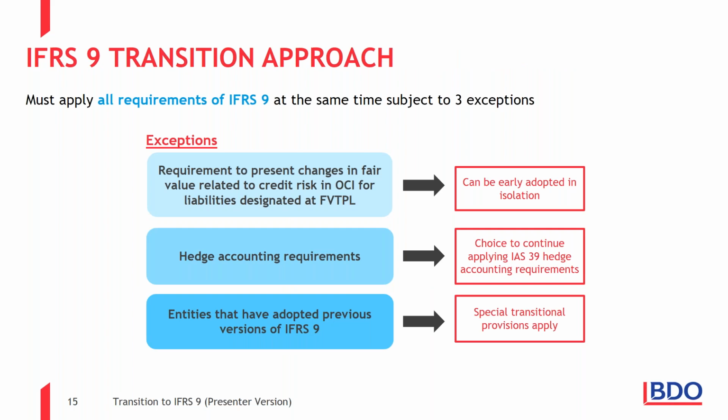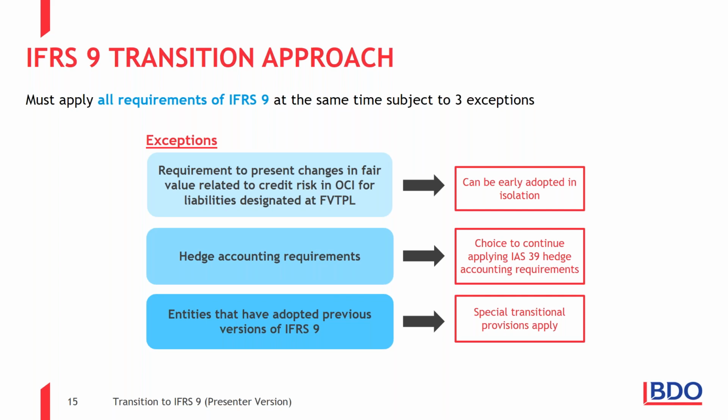Now, the main principle, if we look at the IFRS 9 transitional approach, is that an entity has to apply all the requirements of IFRS 9 at the same time. Now, you might say, Aletta, why are you making a big deal of this? And the reason is IFRS 9 is the very first standard that I've ever seen that was issued piecemeal.